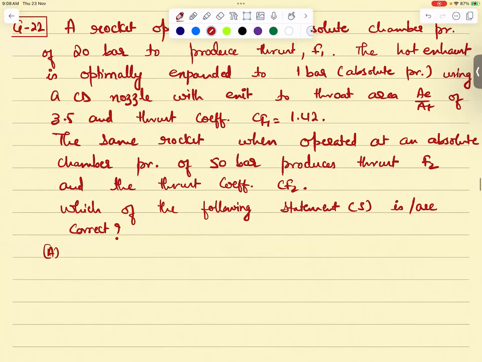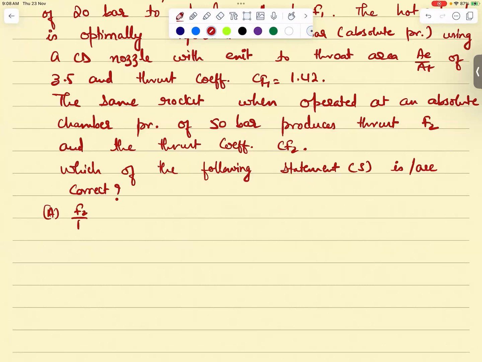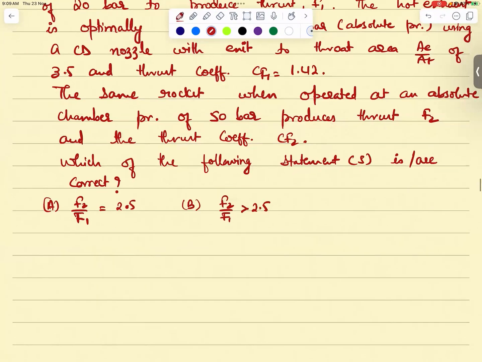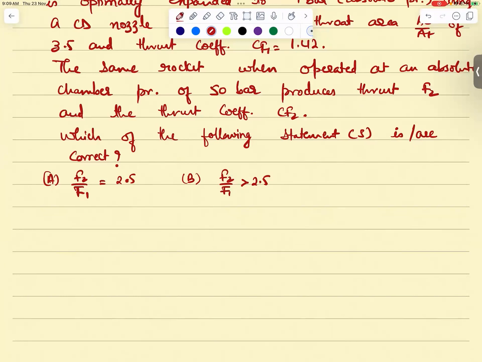Option A, F2 by F1 equals 2.5. Option B, F2 by F1 is greater than 2.5. Option C, CF2 by CF1 is 1. Option D, CF2 by CF1 is greater than 1.